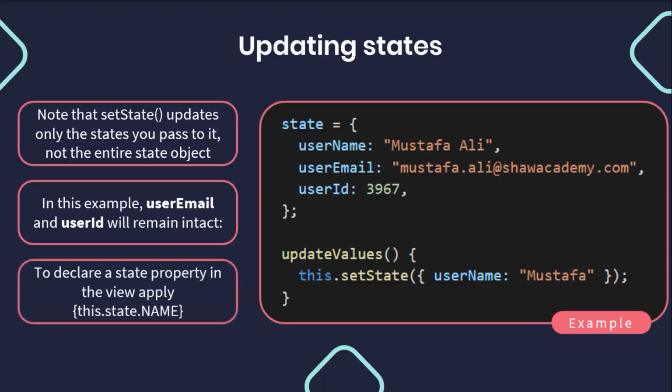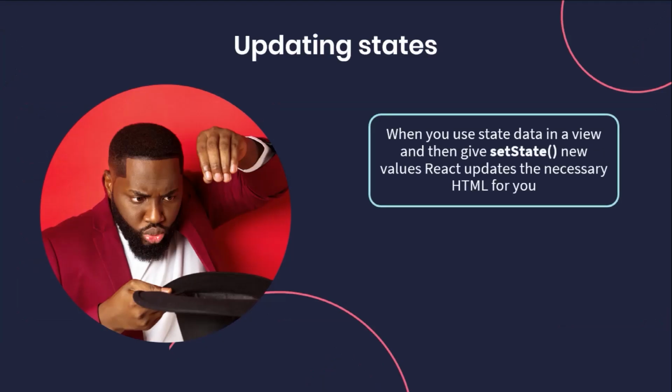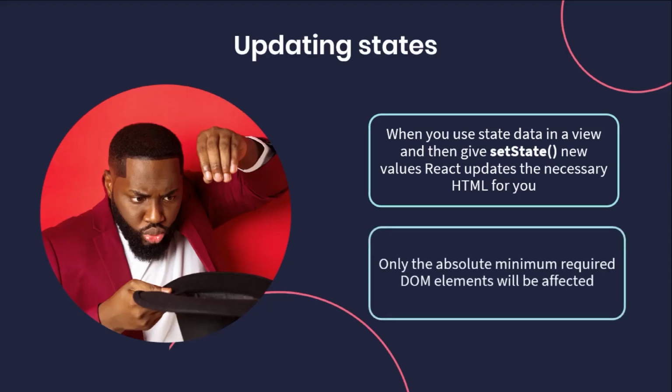So therefore, to declare a state property in this view, that is, render a return statement, you would apply this. React magic happens when you use state data in a view, for example, to print in an if-else statement or as a value of an attribute, or as a child's property value, and then give setState new values. React updates the necessary HTML for you. You can see this in your DevTools console. It would show cycles of updating and then rendering, and the best part is that only the absolute minimum required DOM elements are going to be affected.